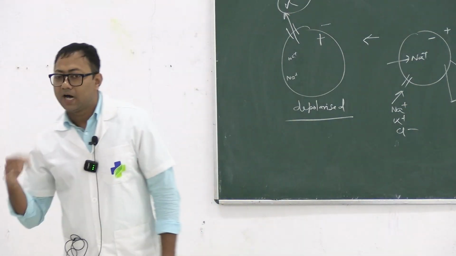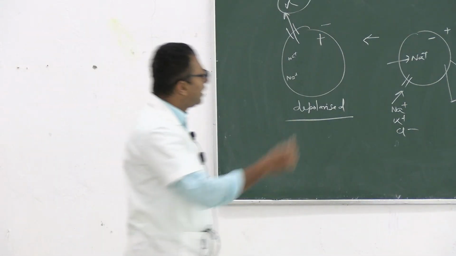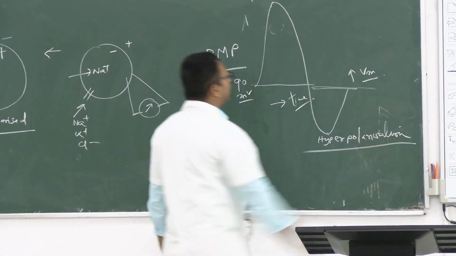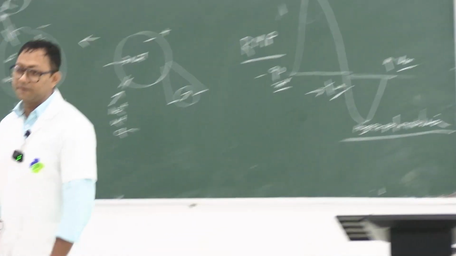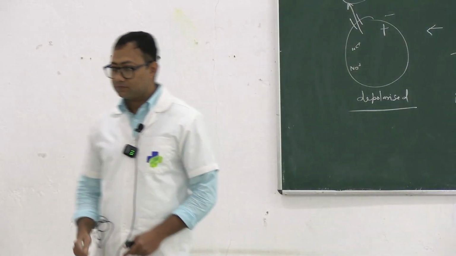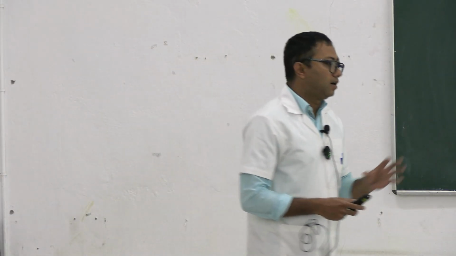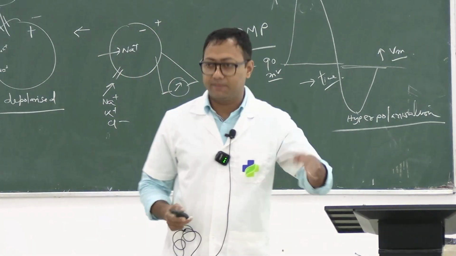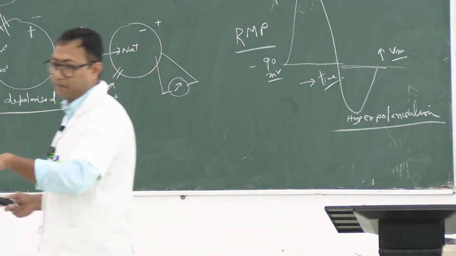Hyperpolarization. We call this hyperpolarization. Now, after hyperpolarization, it will come back again to normal resting membrane potential. Clear? So, normally, when the cell is polarized, inside is negative, outside is positive, we call it resting membrane potential.